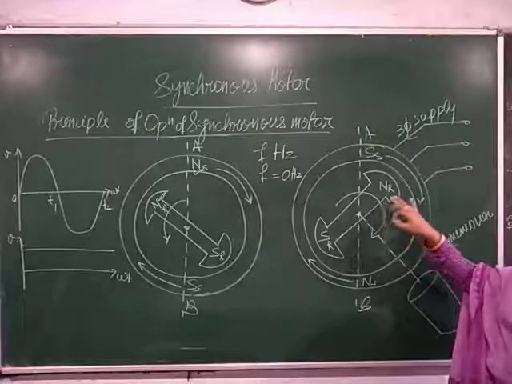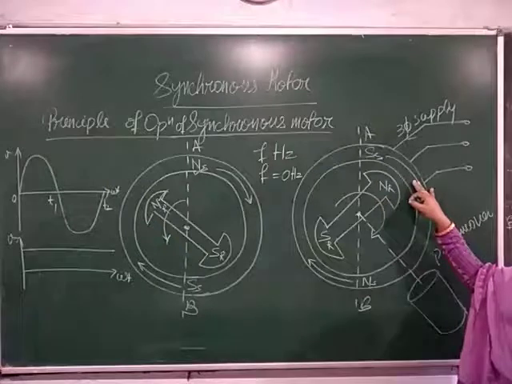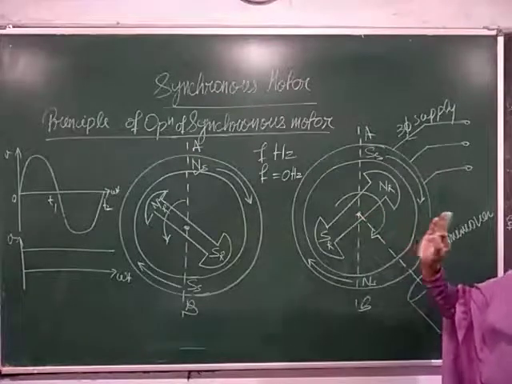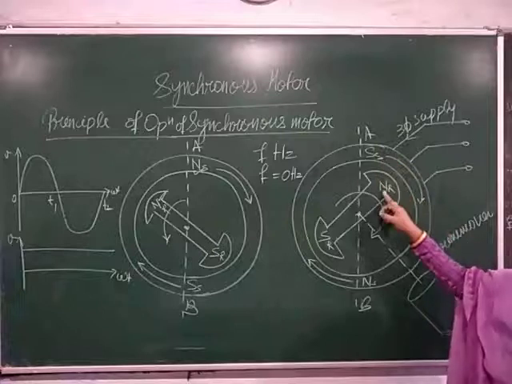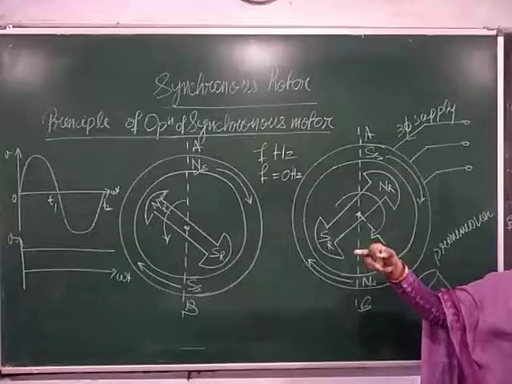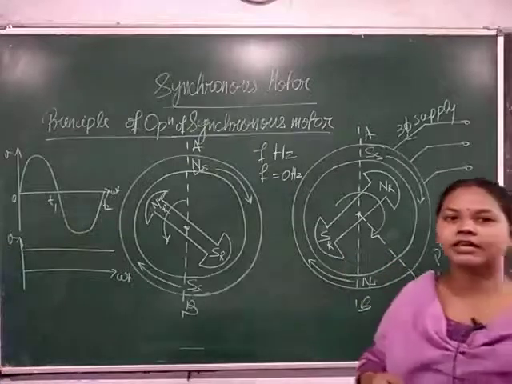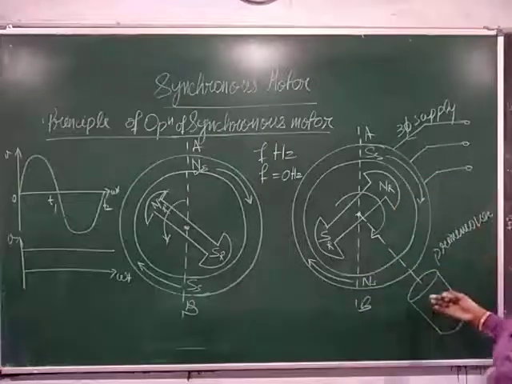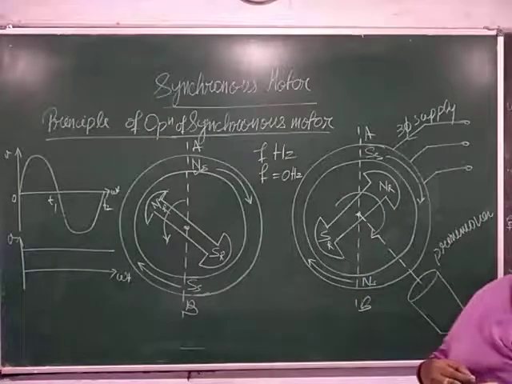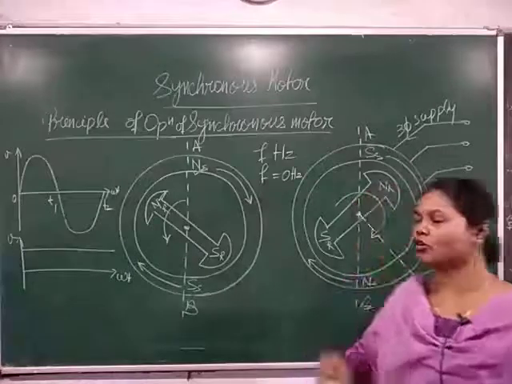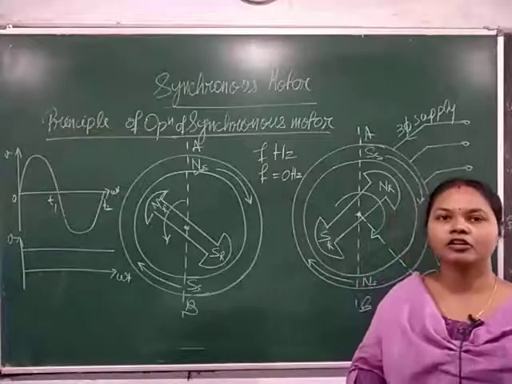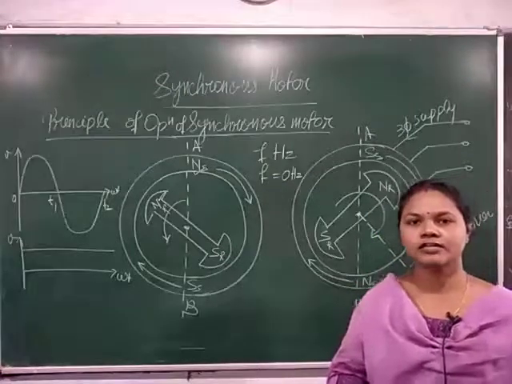When it achieves the speed of this rotating magnetic field, at that time DC supply is given to the rotor in such a way that the polarity of stator pole and rotor pole are opposite to each other, so that they attract each other and magnetically lock. And after that, the prime mover is removed. Once they are magnetically locked with each other, the motor now rotates with a synchronous speed and makes any mechanical load driven at a synchronous speed.